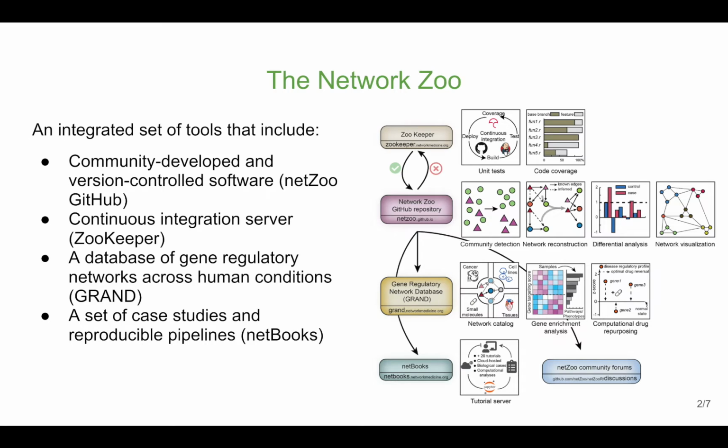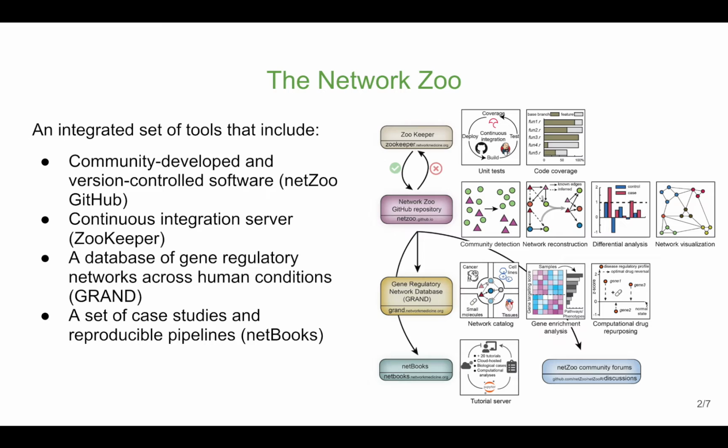The first one is the code base of the software tools that is hosted on GitHub, and which is version controlled in 4 different languages: R, MATLAB, Python, and C. The GitHub repository allows for contributions from community developers to add new features and to add new software tools and to expand on the functionalities of the Network Zoo.